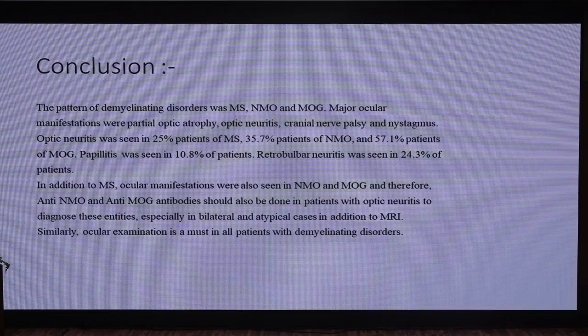So the conclusion: the pattern of demyelinating disorder was MS, NMO, and MOG. I would like to say that in addition to MS, ocular manifestations were also seen in NMO and MOG. Therefore, anti-NMO and anti-MOG antibodies should also be done in patients with optic neuritis to diagnose these entities, especially in bilateral and atypical cases, in addition to MRI.